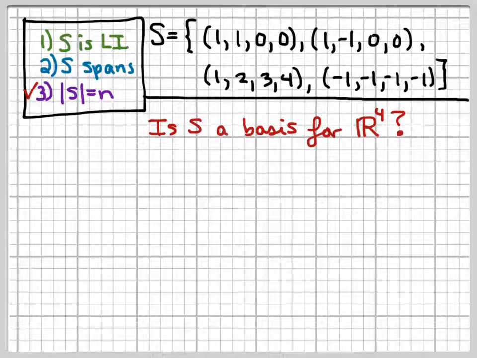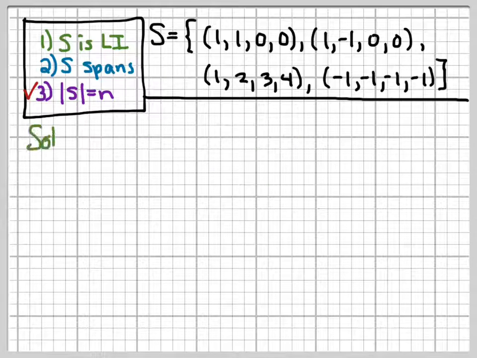Okay, well, first of all, S has 4 elements, so it's pretty clear that of the 3 things that I need to check, S having 4 elements, which we already know is the dimension of R4, that one is for sure true. So now all I have to do is either show that S is linearly independent or that S spans R4. Usually, linear independence is the easier thing to show, and so that's what I'm going to choose to look at.